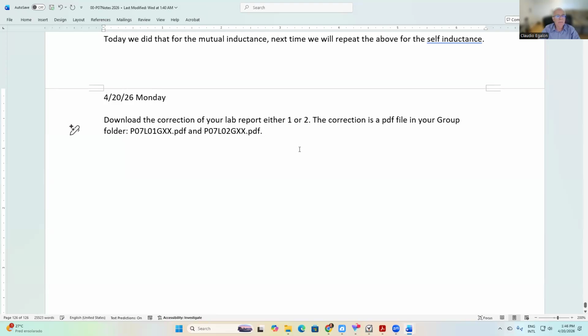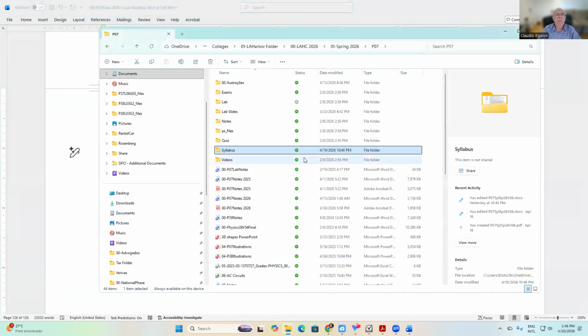Okay. And it's kind of straightforward to read, to decipher the correction. I wrote a computer program to do exactly that. That's why I require you to do all reports in the spreadsheet. And let me get a sample from a previous semester.